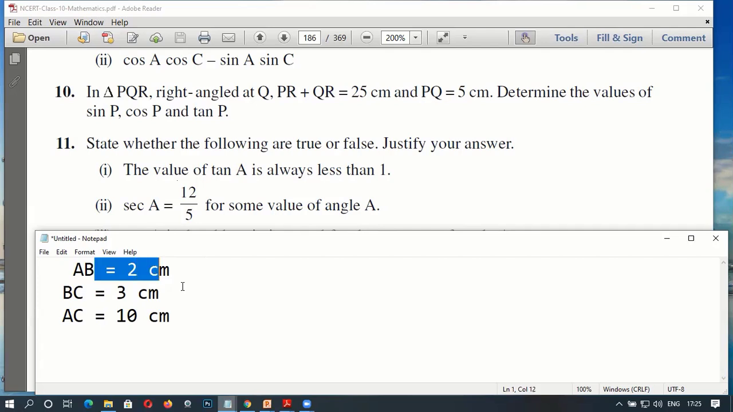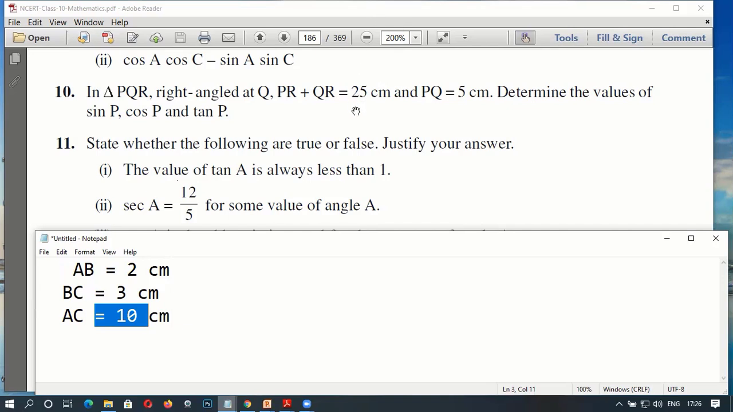Sum of any two sides must be greater than the third side. Even equal is not correct. Here, if you do AB plus BC, it's coming lesser than 10. So this cannot form a triangle itself. Forget the right angle triangle, that is the only thing. Clear, everybody? So sec A = 12 by 5 can happen.